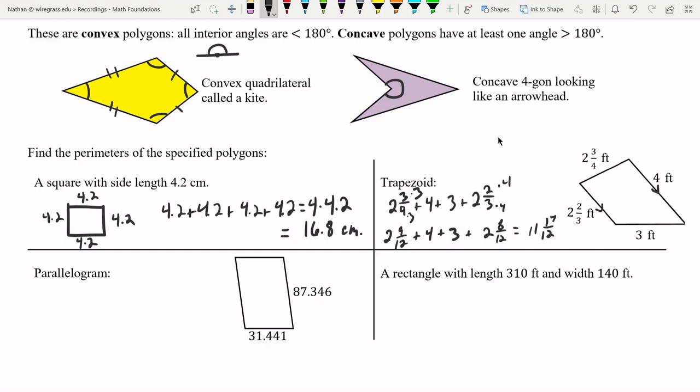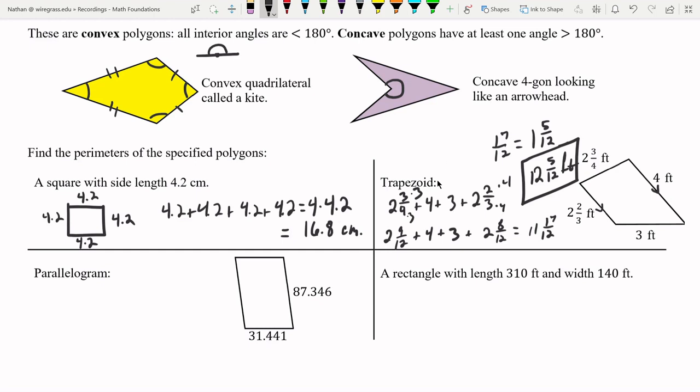Of course, 17/12 is the same thing as 1 and 5/12. So 11 and 17/12 is the same thing as 11 plus 1 and 5/12. Or in total, 12 and 5/12. And this is going to be in feet. So that is the perimeter of this shape.